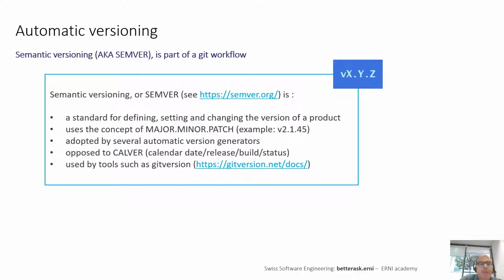Another part of the Git workflow can be, for example, automatic versioning, which is usually done with semantic versioning, also known as SemVer. It's an abbreviation. You can check all the information on this website, because it's a standard that many people agree to use. It uses a version like X.Y.Z, meaning major number, minor number, and patch number. For example, 2 is the major number, 1 the minor, and 45 the patch number. Okay.